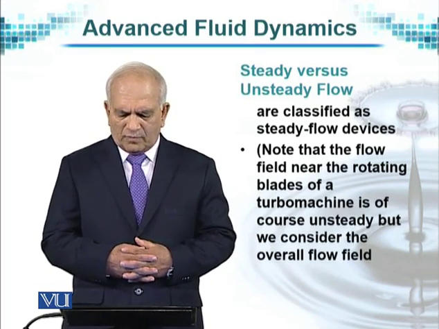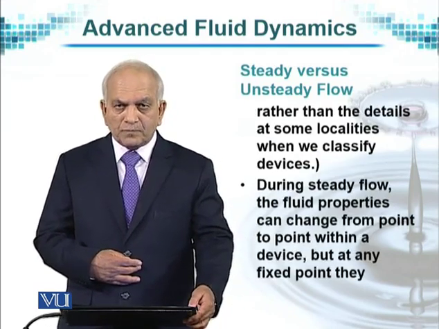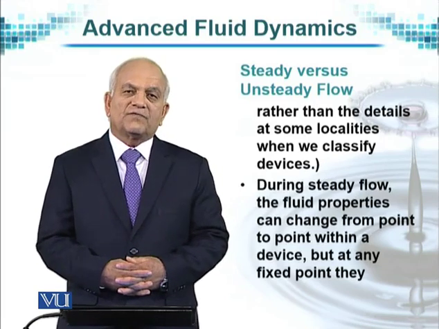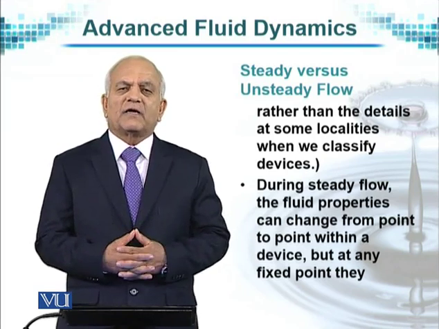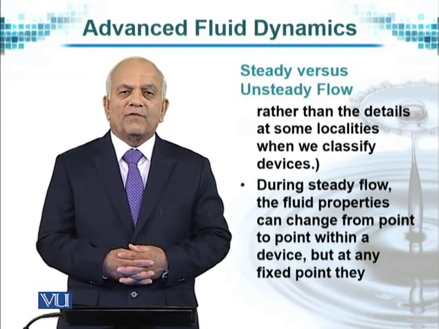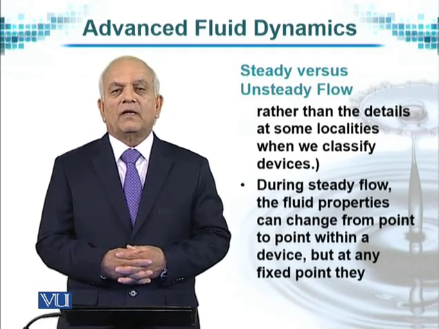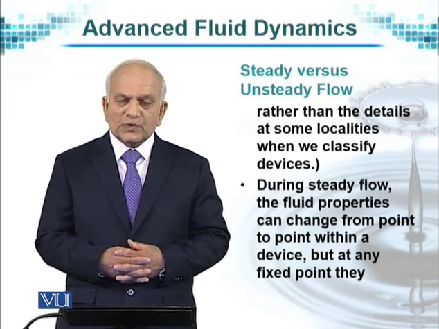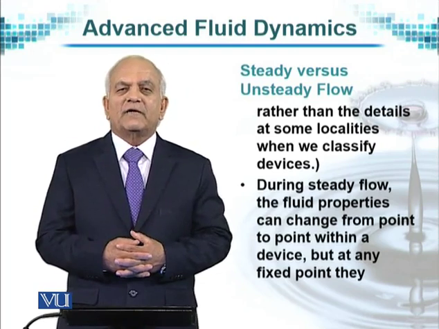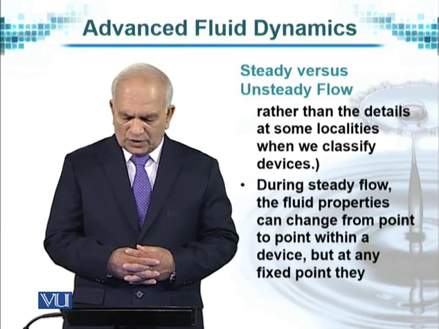Note that the flow field near the rotating blades of a turbomachine is of course unsteady, but we consider the overall flow field rather than the details at some locality when we classify devices. It is something like this. Let us say, for example, if a fan is rotating, then in the neighborhood very close to the fan, the fluid flow condition will be different. But the overall flow of air at a certain distance and after a while will be moving in a rather smooth manner. So we consider the overall condition, and where there are some problematic areas, we keep them out of our consideration. We will see these things when we solve the equations, when we solve specific problems.